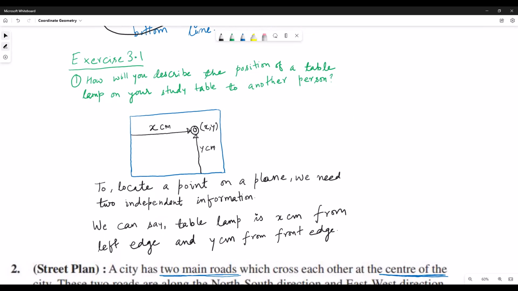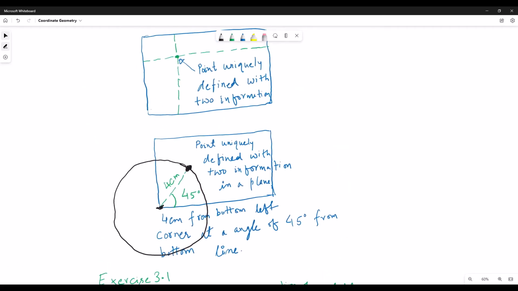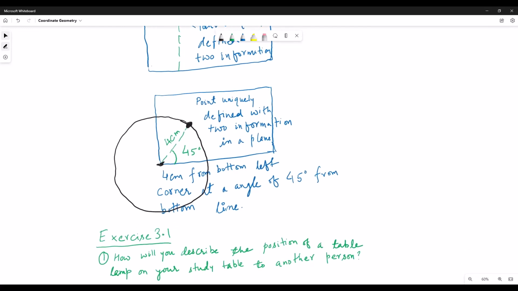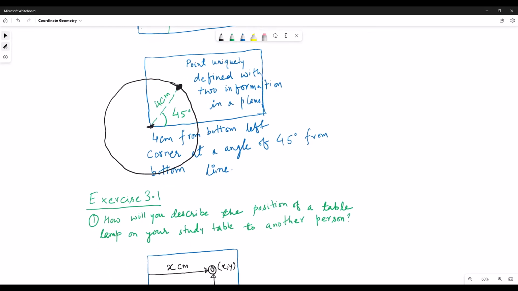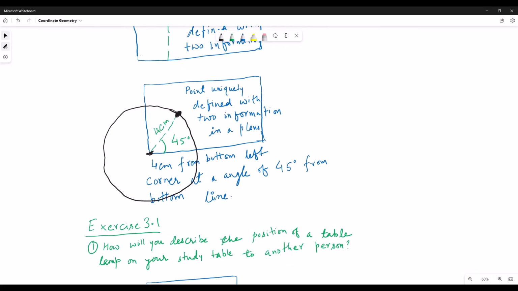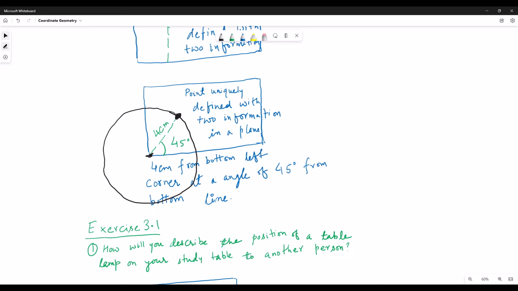How will you describe the position of a table lamp on your study table? So we have come to the exercise. You try to do it yourself. Exercise 3.1. Then come back here. How will you describe the position of a table lamp on your study table to another person? How will you tell where the table lamp is located on your table? If you have to say something in mathematical form, how will you say it?